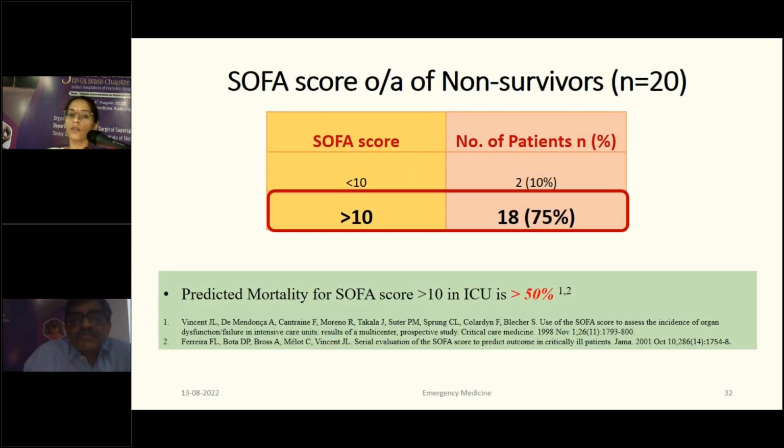The SOFA score on admission of the patients that expired during their ED stay was 2 in 2 patients, that is only 10% of the patients; the SOFA score was less than 10. In a majority of patients, that is 75% of the patients, the SOFA score was more than 10. The predicted mortality for a SOFA score of more than 10 in the ICU is more than 50%.